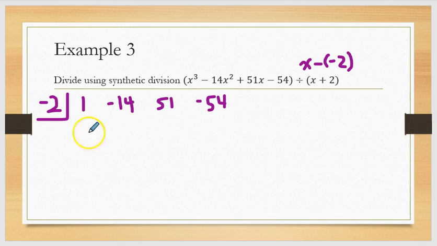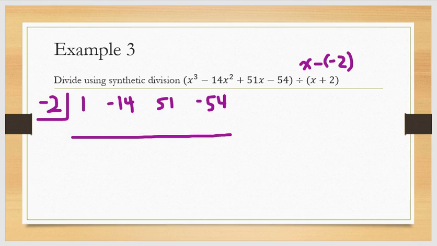And then leave a blank row. We'll be filling numbers in here in just a moment, and draw a line. So this is the setup for synthetic division. The number in the box, just flip the sign of what you're dividing by, and then the numbers next to the box are the coefficients of your polynomial with filled in zeros for any missing terms.